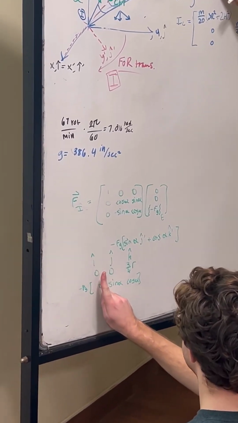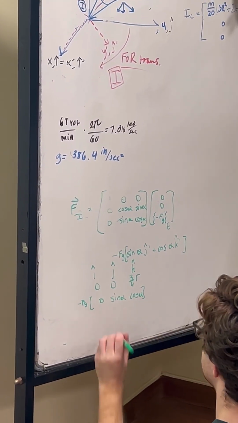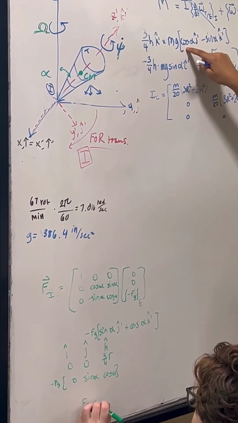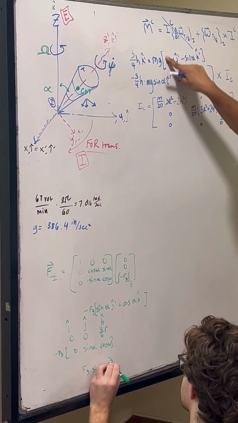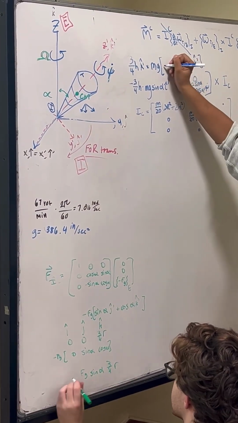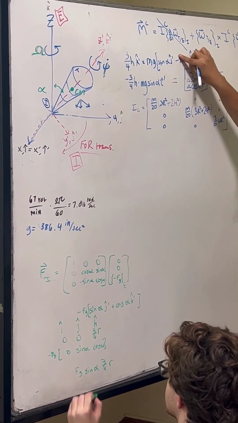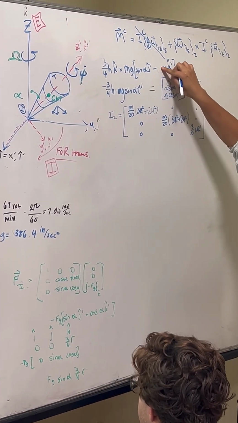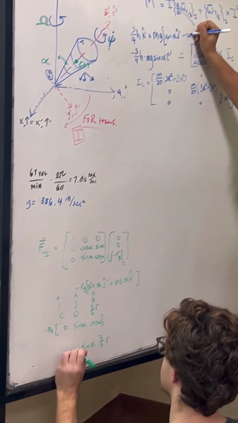And I'm gonna do it on my thing right here. Can I change it? Yeah, you can change it. I'm gonna just double check my calculator here. Fg is just mg. mg.